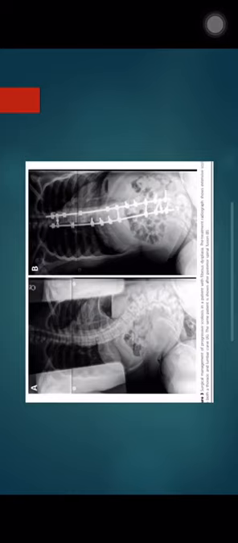Scoliosis is commonly seen in fibrous dysplasia. Surgical fusion with instrumentation is to be done, fixation should be adequate, and the adjacent vertebrae should be stabilized.